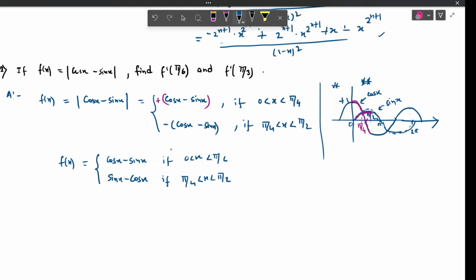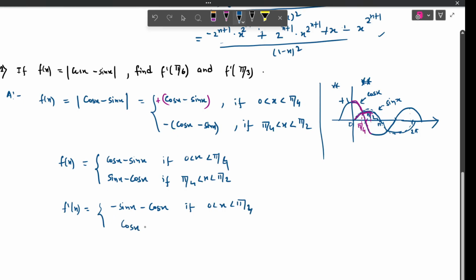So we find f dash. So f dash x would be minus sin x, differentiation of cos x minus sin x, and differentiation of sin x is cos x, minus cos x, if x is between 0 to pi by 4. And for sin x minus cos x, differentiation of sin x is cos x, differentiation of cos x is minus sin x, so it would be plus sin x if x is between pi by 4 to pi by 2.